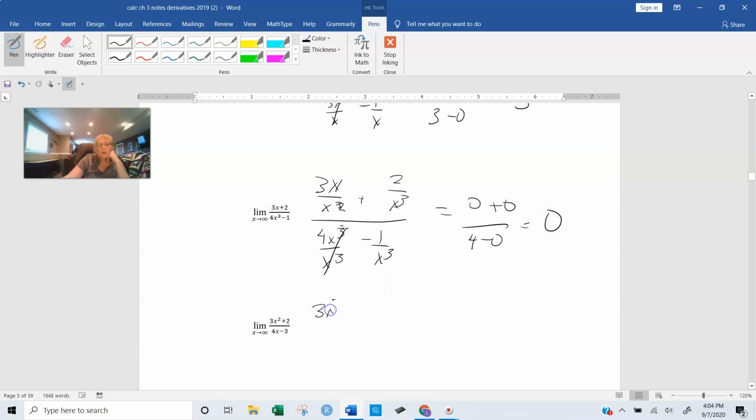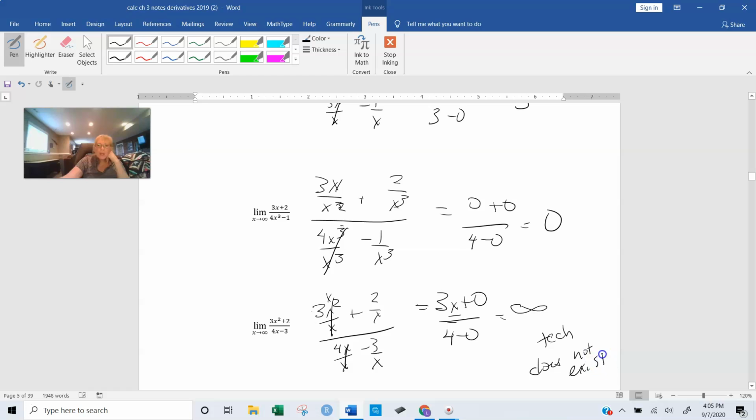This one here, 3x squared divided by x plus 2 over x. And we have 4x over x minus 3 over x. Cancels. This one here still has an x in the numerator. When you plug in, so now you've really got 3x plus 0 over 4 minus 0. This still has an x in the numerator, which means it is infinity. So technically it does not exist. But we are going to write infinity so we understand what's happening. So don't forget, even though it does not exist, you still want to write infinity.